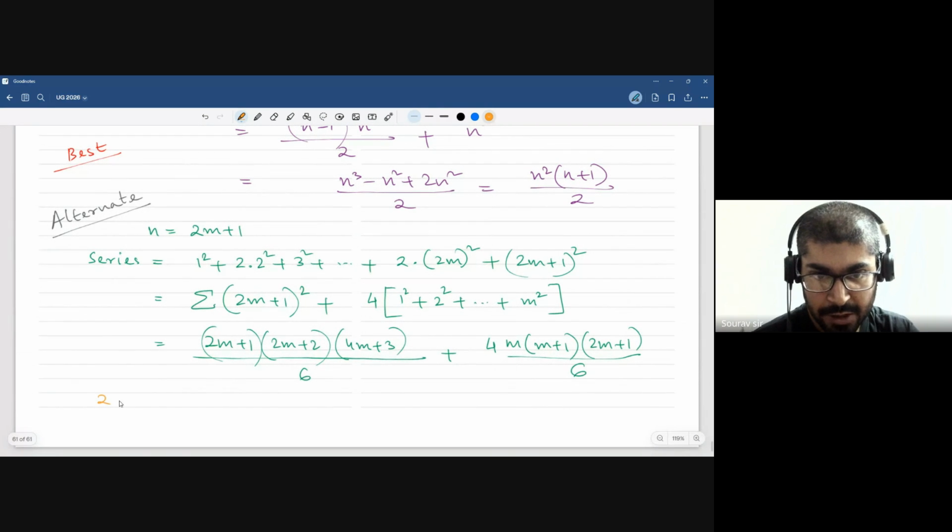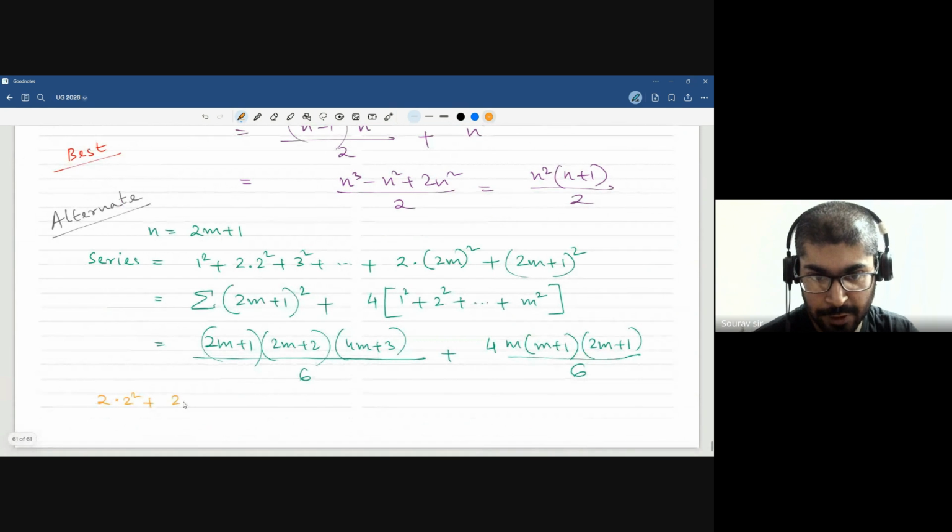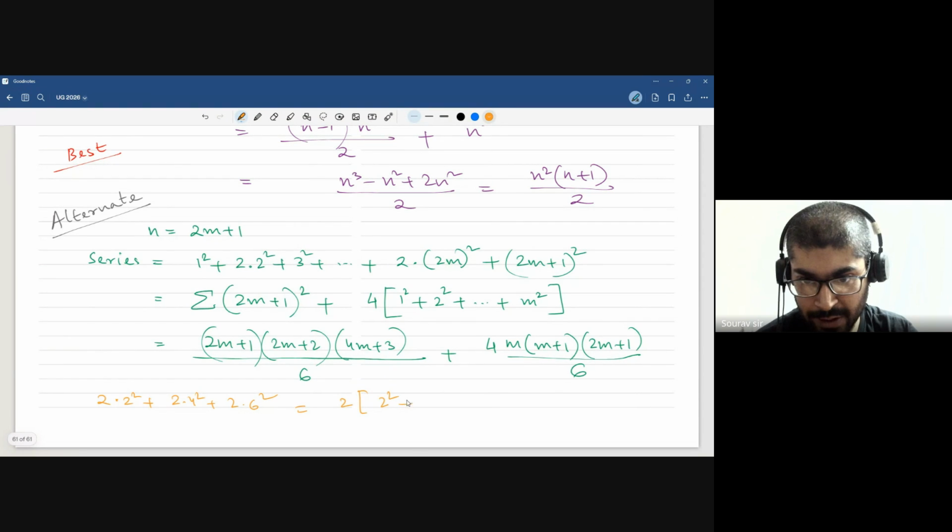Let us check that one. So you are saying 2 into 2 square plus what is the next term? 2 into 4 square, right? 2 into 4 square plus 2 into 6 square. Let us take these three terms. So if I take 2 common, I'll get 2 square plus 4 square plus 6 square. This is 2 into 2 plus 4 into 4 plus 6 into 6.